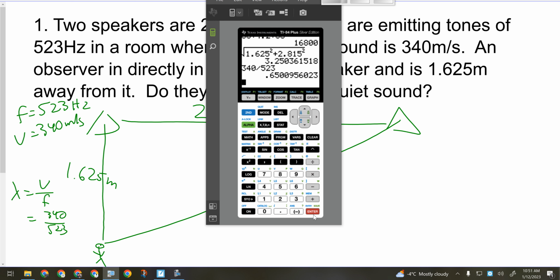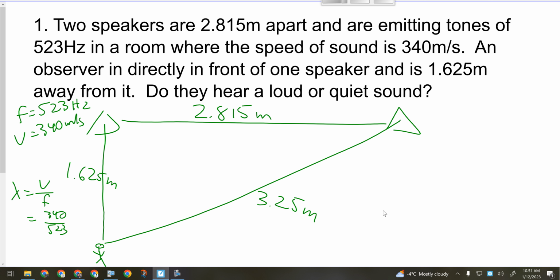All right, the wavelength is 0.65 meters. Those are my pieces of information. Now that I know the wavelength, I can figure out how many wavelengths there are between this speaker and the observer, and this speaker and the observer, simply by dividing the distance by the wavelength. That'll tell me the number of waves.